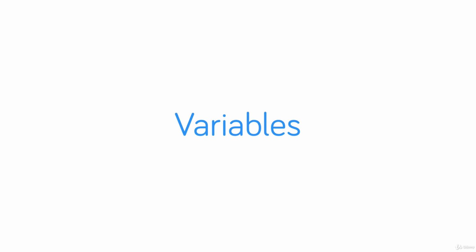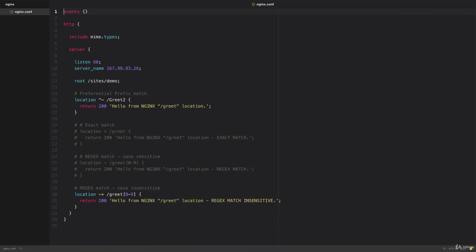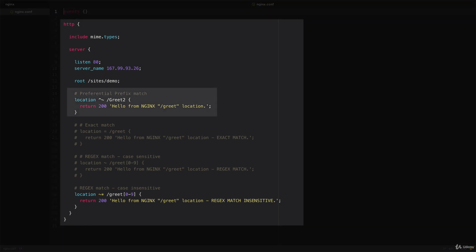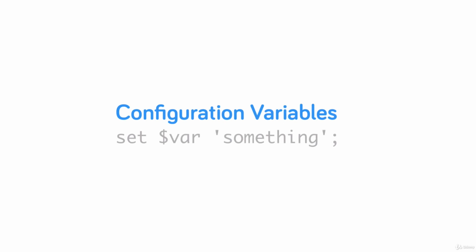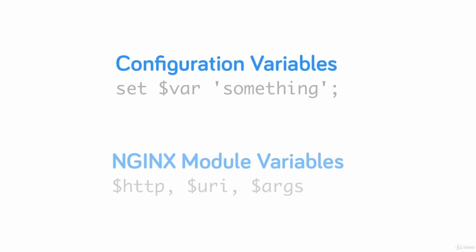As you might have noticed by now, the Nginx configuration syntax closely resembles that of a programming language, implementing in some ways the concept of scope, includes, and, in this lesson, variables and conditionals. Variables exist in two forms: variables we set ourselves and Nginx's own built-in variables.